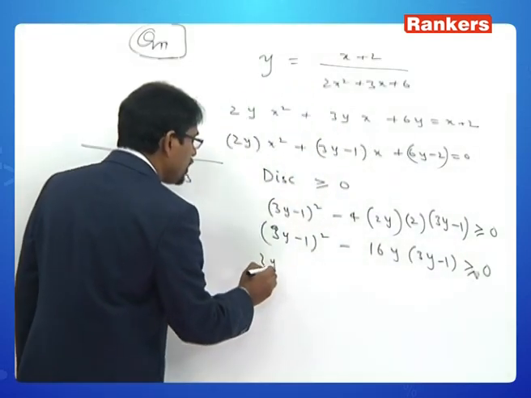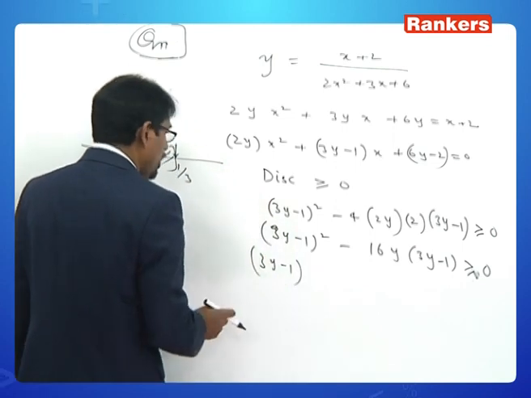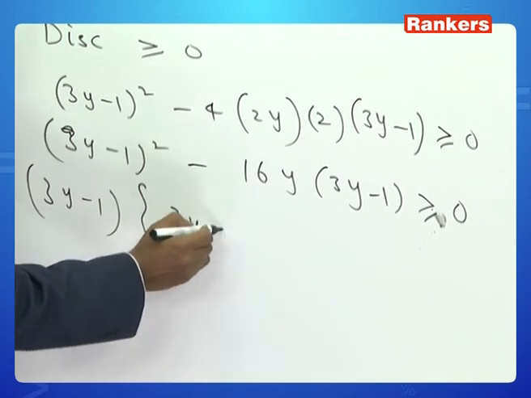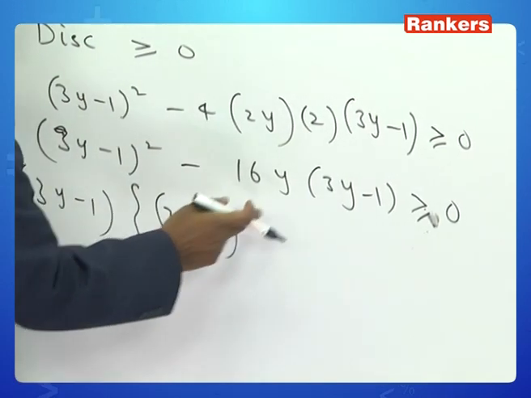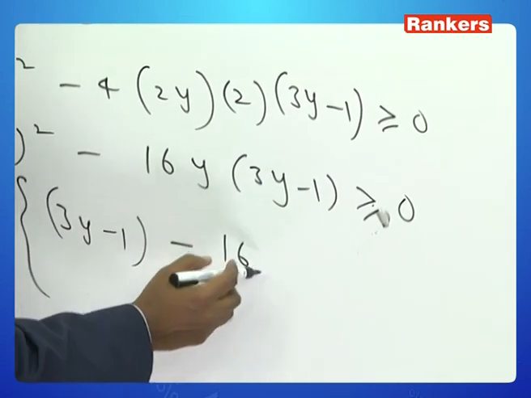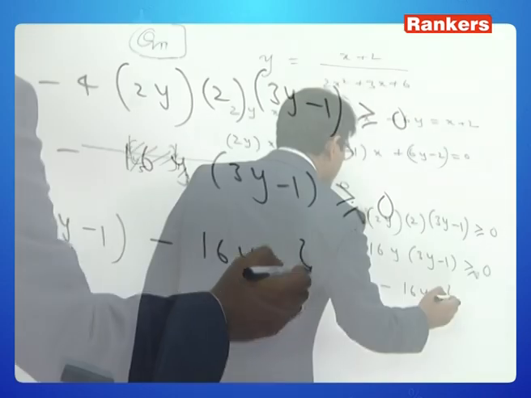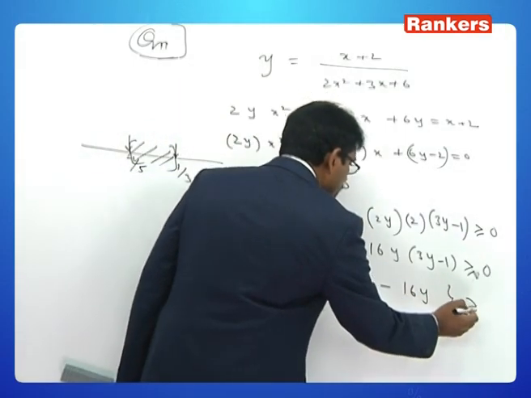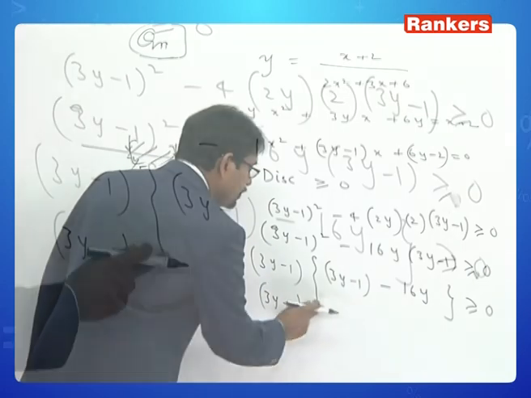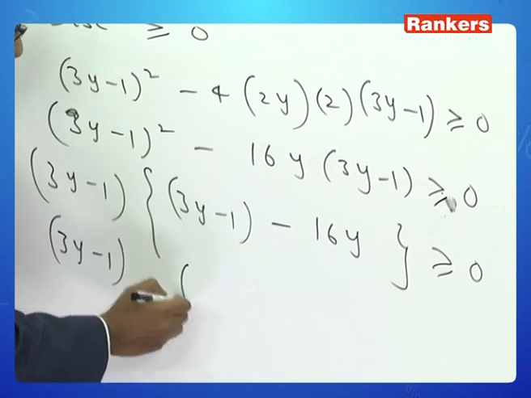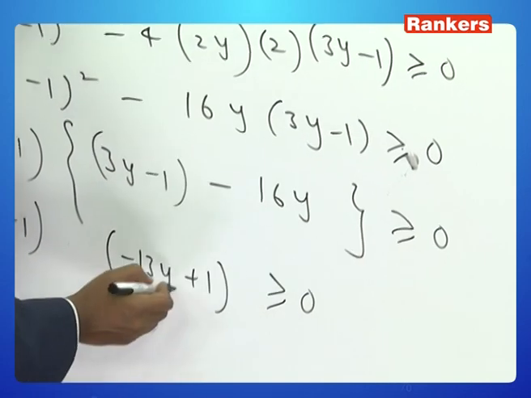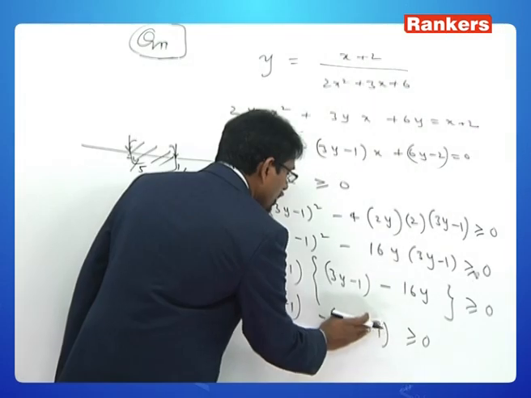So 3y minus 1 can be taken common here, and we have 3y minus 1 into minus 16y greater than or equal to 0. So that gives me 3y minus 1 into, what about this? That makes it minus 13y plus 1 greater than or equal to 0. Minus of 13y plus 1 greater than or equal to 0.